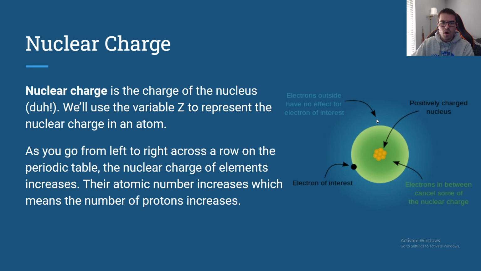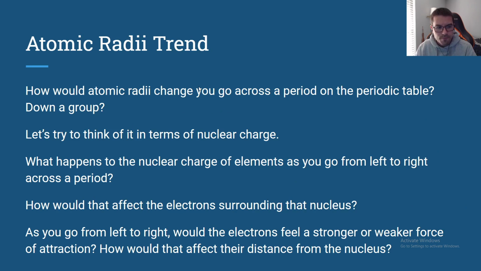So why does that matter to us? Well, we want to know how the atomic radii of atoms would change as you go across a period or across a row on the periodic table. Let's try to think of it in terms of the nuclear charge, okay? As you go from left to right across a period, what happens to the nuclear charge? It goes up, right? So we have more and more positive charge inside of the nucleus, okay?